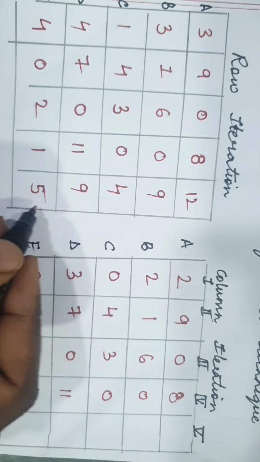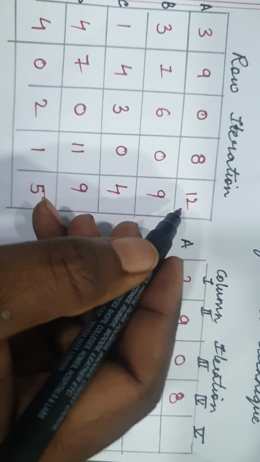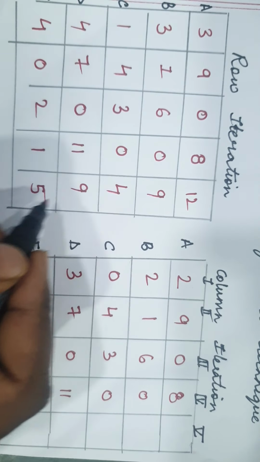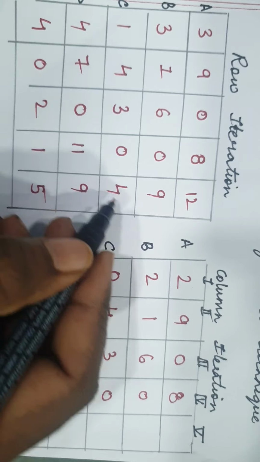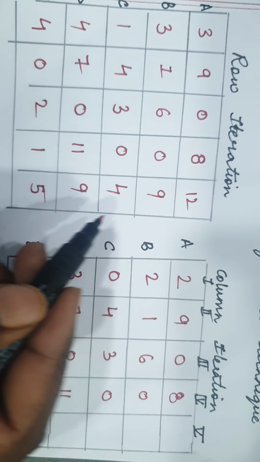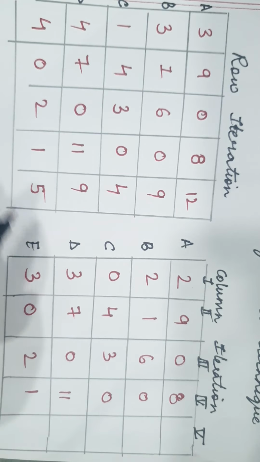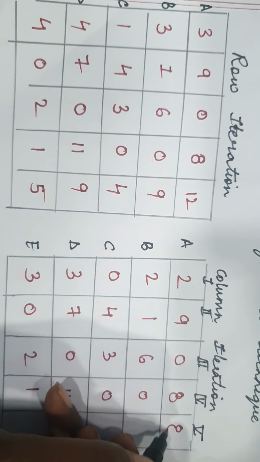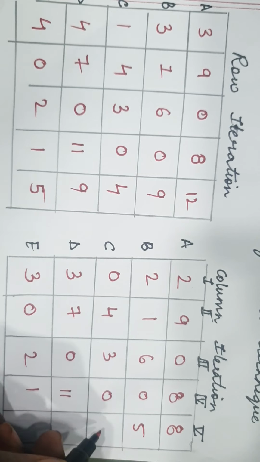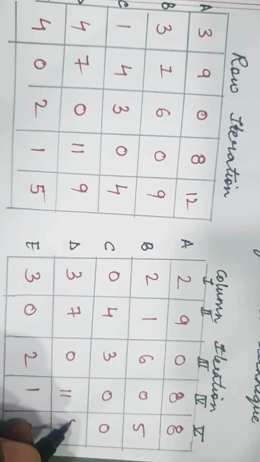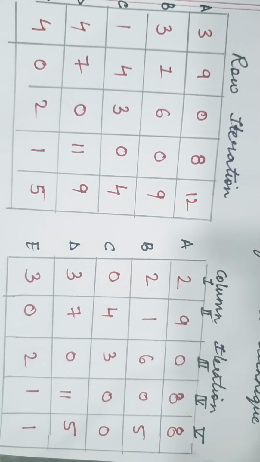Now the next one: which one is the least value? As you can see, 12, 9, 4, 9, 5. So 4 is the least value. 12 minus 4, 9 minus 4, 4 minus 4, 9 minus 4, 5 minus 4. So here you will get 8. Next one is 5, next is 0, next is 5, next is 1.